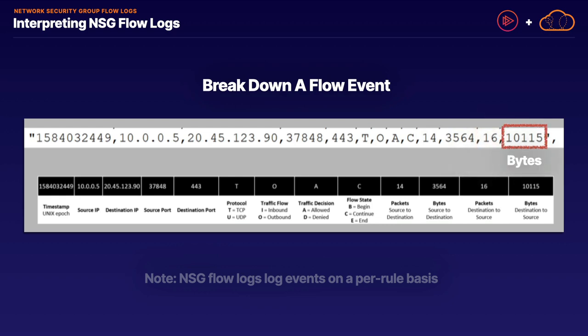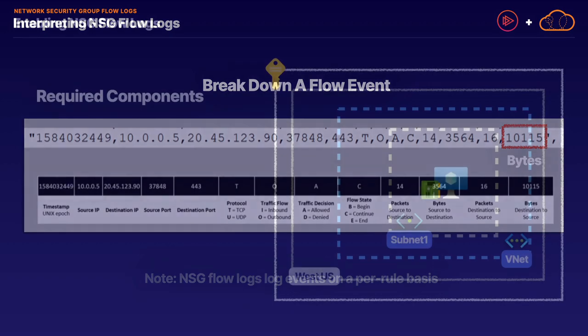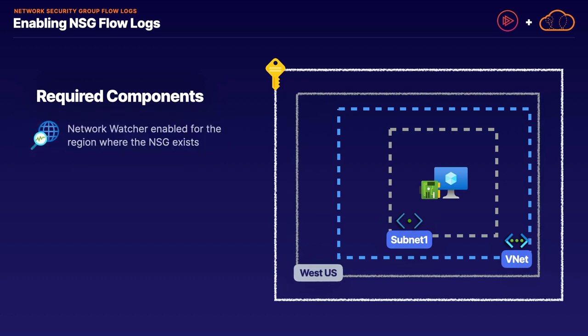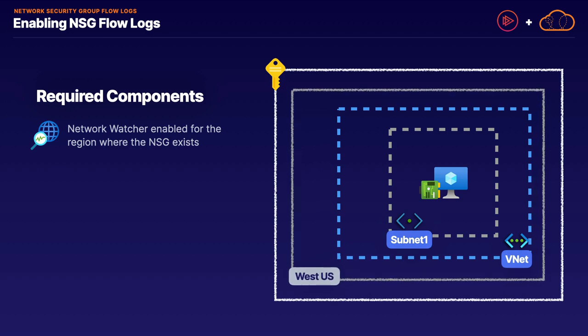All right, gurus, now that we understand what NSG flow logs are and we've interpreted what one looks like, let's talk about the required components that go into enabling NSG flow logs. In order to enable our NSG flow logs, the first thing that we need is to make sure that Network Watcher is enabled for the region where the NSG that we're enabling NSG flow logs for exists. So in this case, if the NSG is in West US, we need to make sure Network Watcher is enabled inside of West US to use the NSG flow logs.